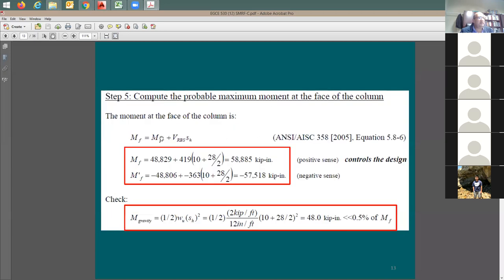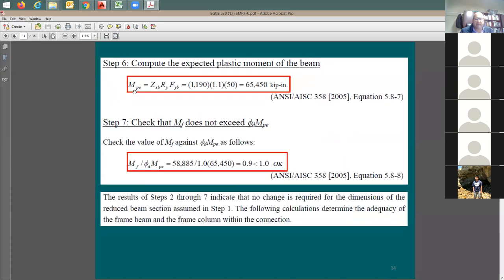Now you compare this M at the face to MPE. What is MPE here? It's going to be the capacity of the section right at the face of the column, which means not at the RBS. You take ZXB, the 1190, multiply by 1.1, multiply by 50, and CPR is not used here. And the phi factor usually in this case is going to be taken as one. This can be a good design when you have about 90%. You don't want the beam to be a lot stronger than the RBS connection in this case. So you don't want to see maybe 0.7 or 0.8. You'd like to have maybe 0.9, 0.95. If it becomes 0.7 or 0.8, you know that you're going to have trouble with the shear.